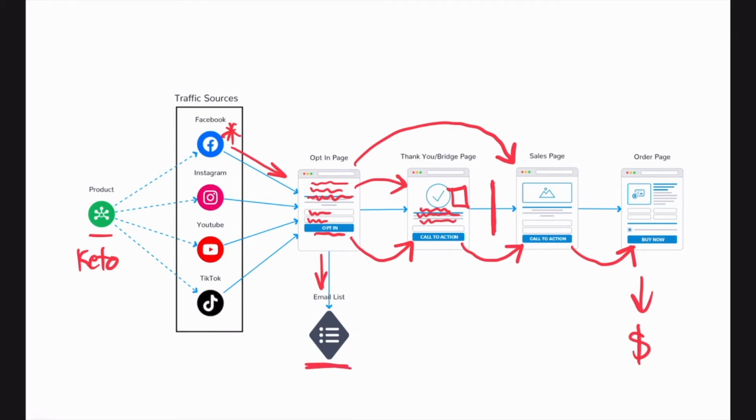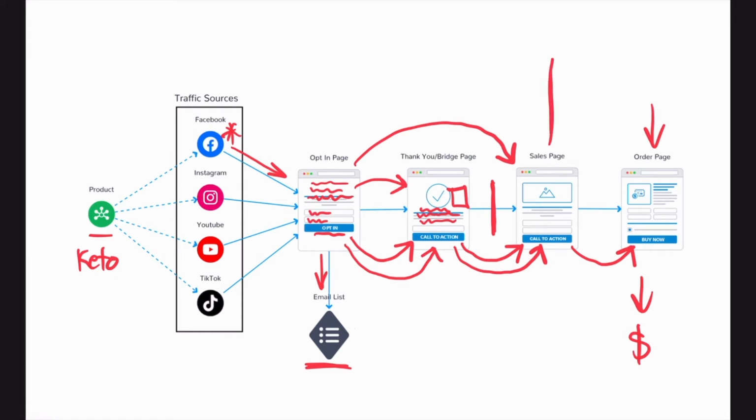Not every single customer that clicks on this link is going to make it all the way to this order page, right? So they may get to the opt-in page and say, yeah, okay, I'll opt in. And they get to the thank you page and they're like, interesting, okay, let's go check it out. And then they get to the sales page and like, I don't know, maybe later. I'm busy, I gotta go. I don't have time for this right now. I'll come back to it later.